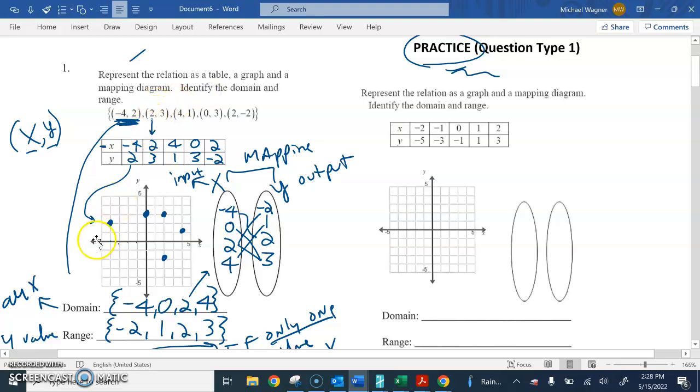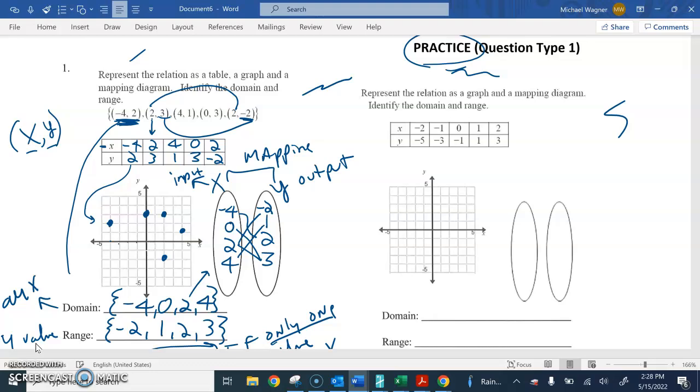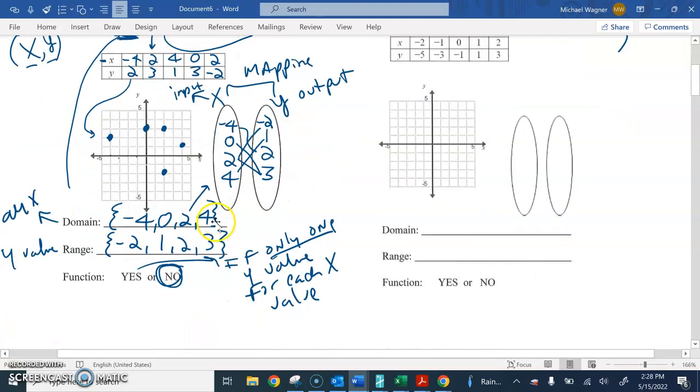Let me see if I can get my pen. Okay, so there's 2 x repeats. It should only have one y value, but it has 2 different ones. So we determined it was not a function. Now, for the problem you're about to do, how do you tell by looking at only the graph?